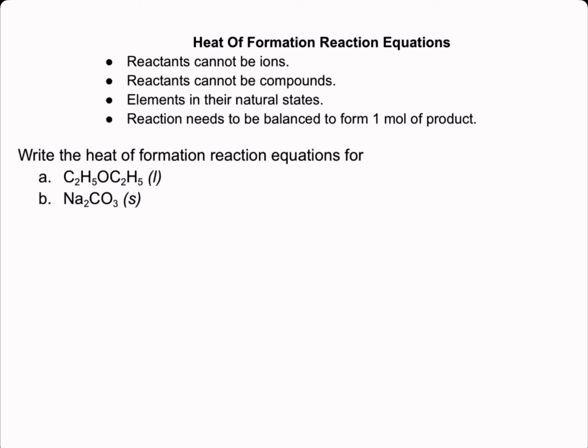I always want to start off with the product. I want to remind myself that I'm only forming 1 mole of the product. And I want to include my phases. So this is a liquid. So I need to know what elements form this 1 mole of product. So I see that this product has 2 plus 2, that's 4 carbons. So I'm going to include 4 carbons in my reactants.